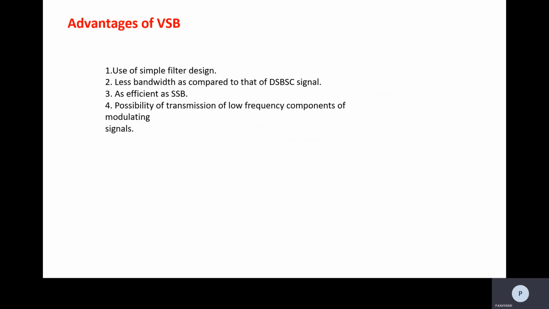Now we will see the advantages of VSB. It uses a simple filter design and less bandwidth compared to the DSBSC signal, it is more efficient compared to single sideband modulation, and it makes possible the transmission of low frequency components of the modulating signal. One of the most important applications of VSB is TV broadcasting. Very important: we use this vestigial sideband modulation in TV broadcasting. That is the major application of VSB modulation. So this is about the vestigial sideband.